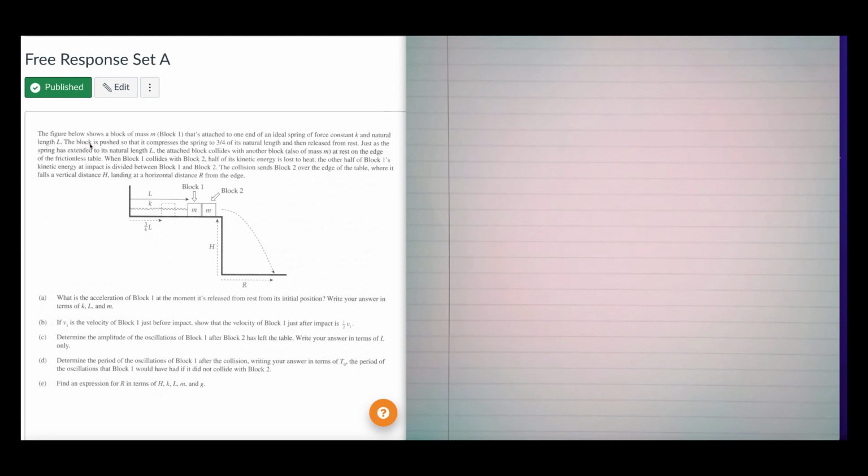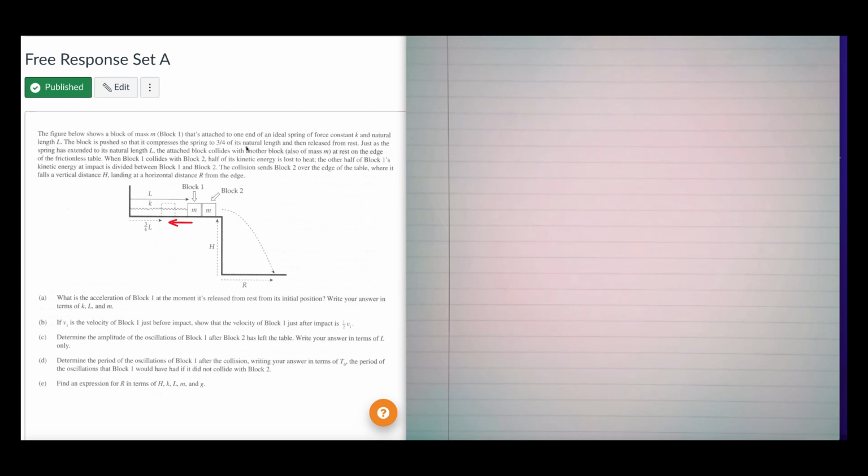The block is pushed so that it compresses the spring to 3/4. So you're going to push to the left 1/4. So it retains 3/4 of its natural length and is then released from rest.